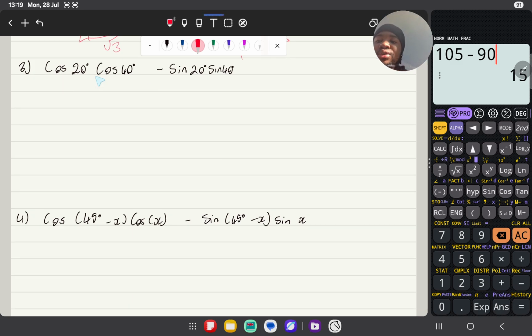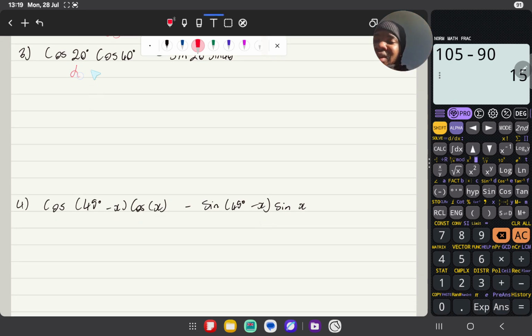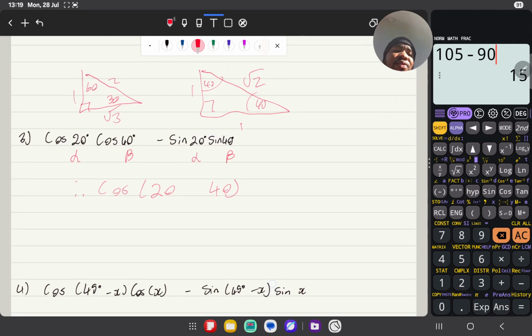So look, you see it's cos cos sine sine, therefore it is cos. Then this is alpha and this is beta, so that thing is going to equal cos of alpha and then beta. As for the sign, it's a minus, therefore here it must be a plus. So we are looking for cos 60, and cos 60 is 1 over 2.